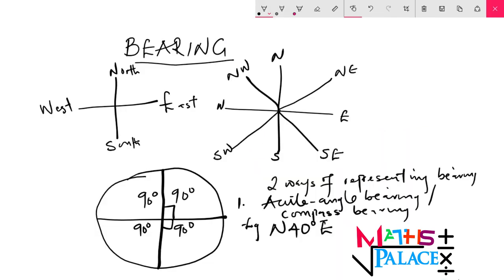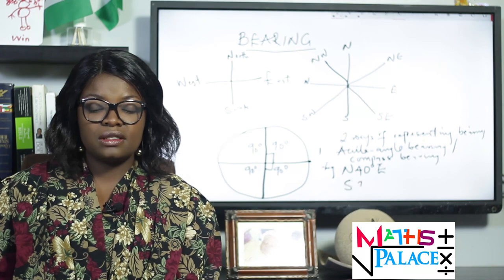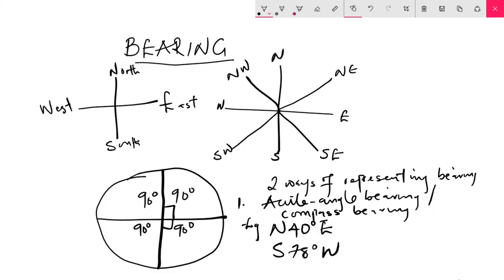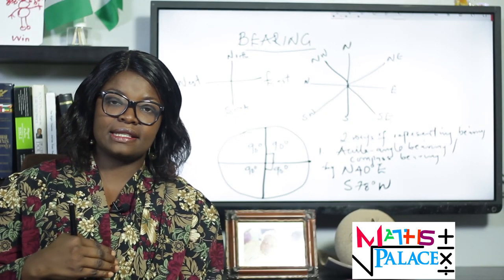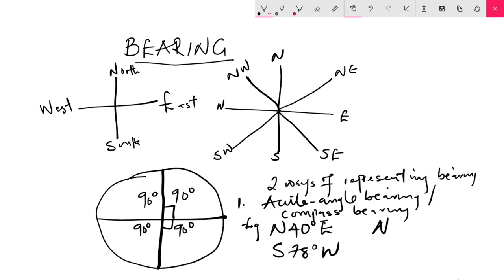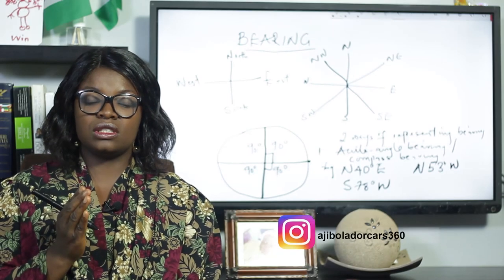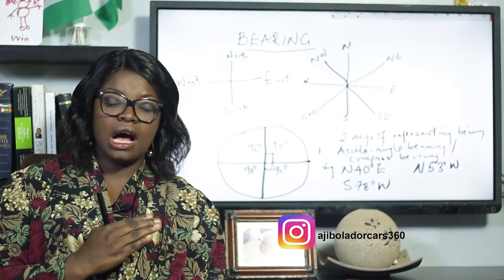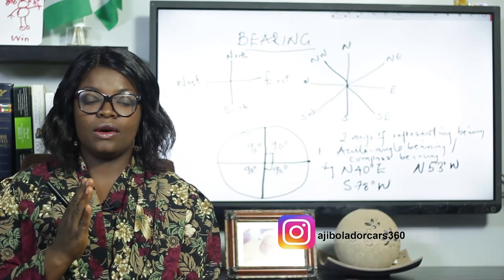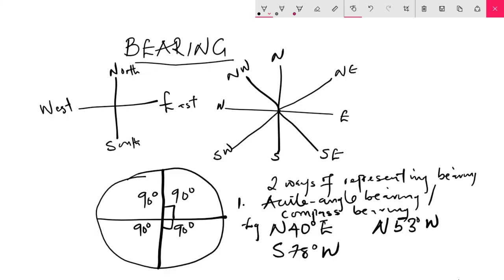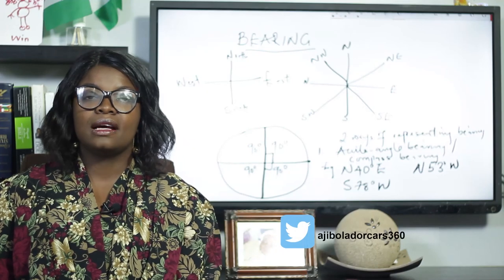Another example of acute angle bearing is south 78 degrees west. This means I will stay on the south and then move towards the west. Another example is north 53 degrees west. This means I will start from the north and go towards the west, 53 degrees. So, all these are examples of acute angle bearing, or you can call it the compass bearing.